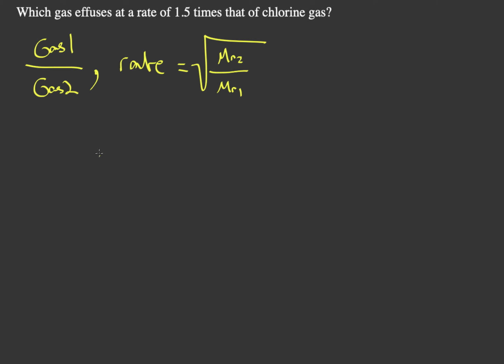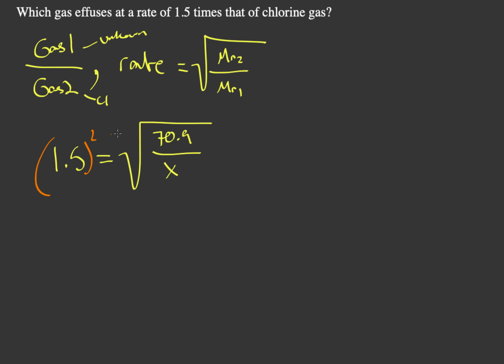So let's do this. Our rate is 1.5, and our molar mass of number 2, which we'll call chlorine, and this our unknown. So for chlorine, we have 70.9 grams per mole. And then for gas number 1, which we do not know, I'll just say X. So you just solve for X.